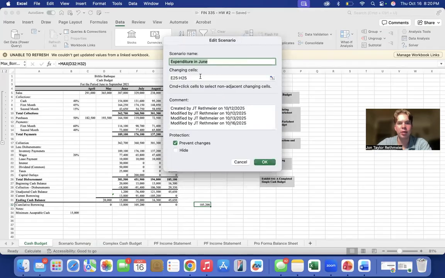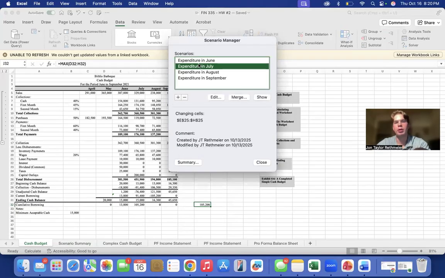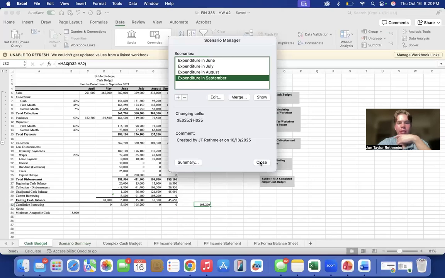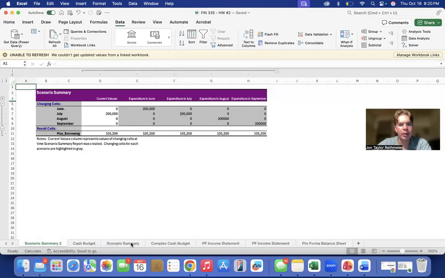So if we look into the data here, we say June, okay, so if we were to borrow the cash in June, and so on and so forth, and each expenditure goes over. So if we were to get the cash in $200,000 in July versus August versus September, the scenario manager helps solve this. So we can do that in J2.